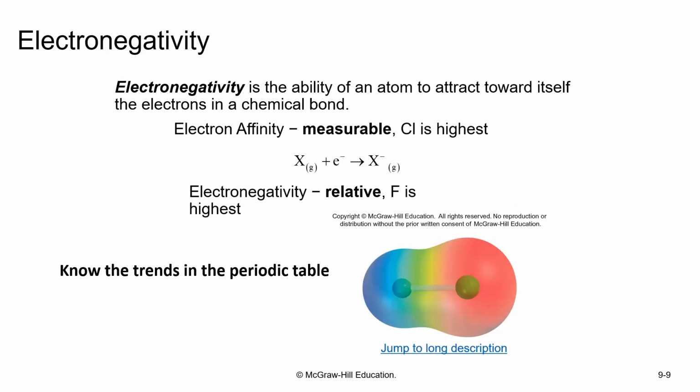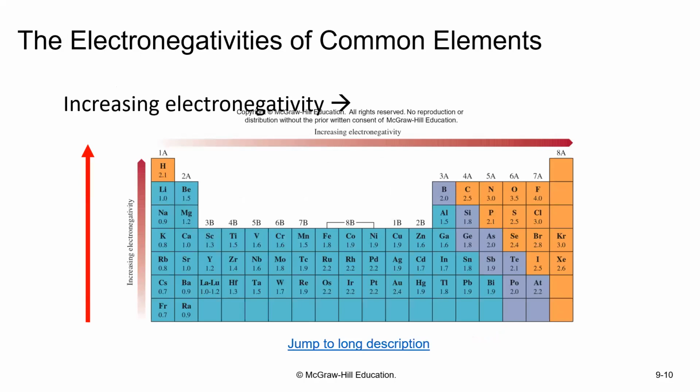So we're going to be looking at electronegativity more than electron affinity. Electronegativity is the ability to withdraw or pull an electron towards itself in a chemical bond. And there are trends in the periodic table. So here are the trends. You're going to want to know the trends so we can apply them. Don't memorize the numbers because that's too much, but you want to know the trends for sure.